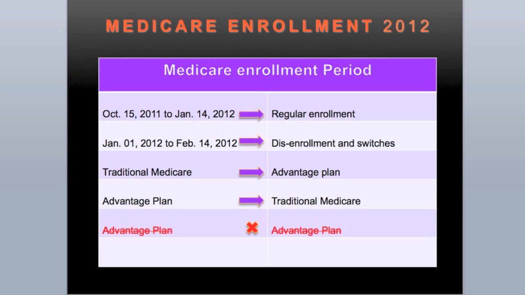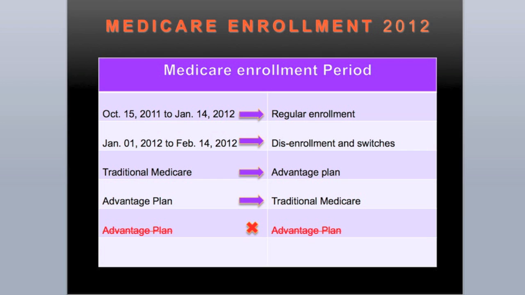The Medicare enrollment begins on October 15, 2011 and ends on January 14, 2012. This is the period during which you decide whether you want to go with traditional Medicare or you want to enroll in any one of a number of Medicare Advantage plans. Then, between January 1, 2012 and February 14, 2012, you have an opportunity to either drop a Medicare Advantage plan or switch from a Medicare Advantage plan to traditional Medicare.